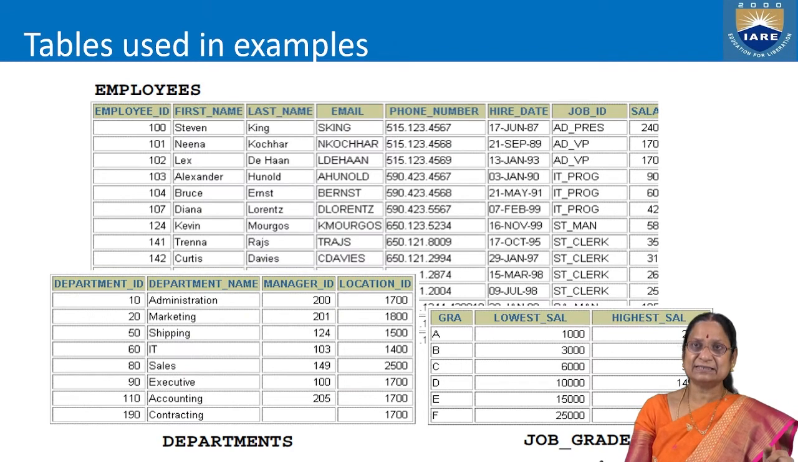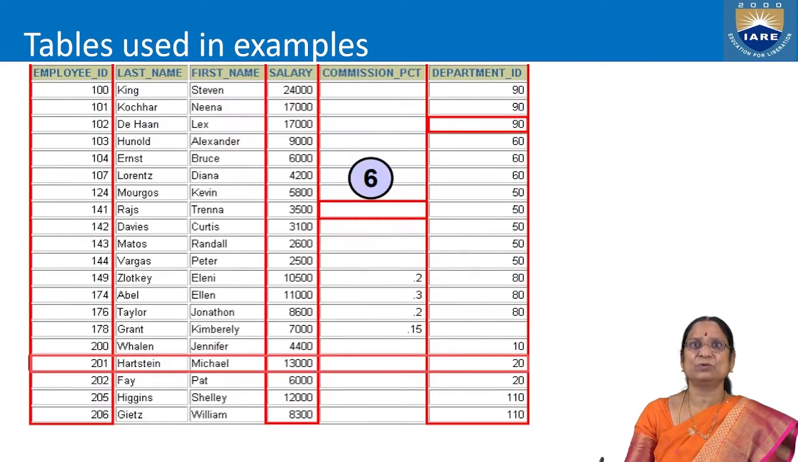So with this we will discuss some examples. What are the various examples? We will use two sets of tables. One set of tables is employees, departments and job grades. This is the syntax, the structure of the tables. Another one is what we discussed while creating the DDL statements and DML statements: customer details, account details, etc.